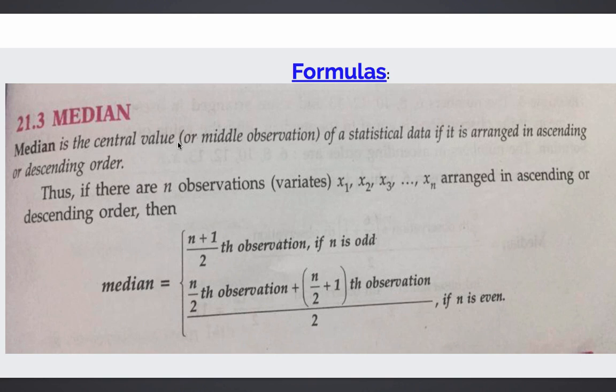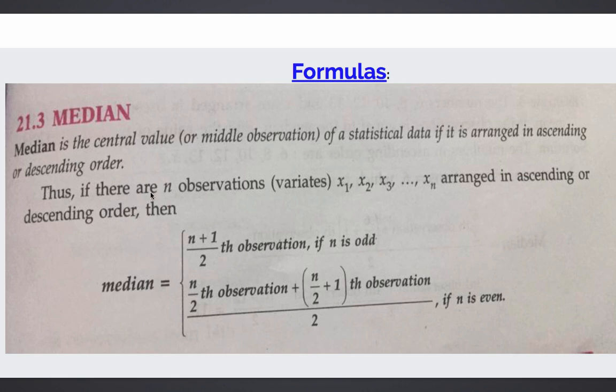It is actually the central value, and when I use the word central value or middle observation, it means the observations need to be arranged. The data that is given to us must be arranged in a particular order. The order can be ascending, increasing order, smaller to bigger, or it can also be descending, decreasing order. In the last exercise we also talked about variates and frequency. Xi used to be the variates, then Fi used to be the respective frequencies. So here also we are going to talk about both.